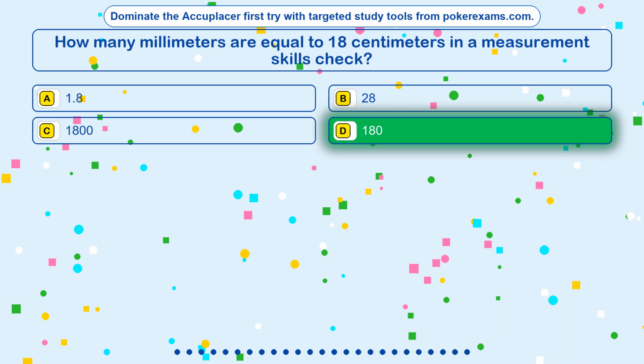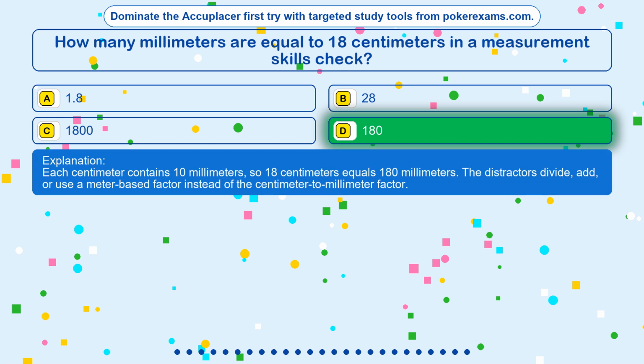The correct answer is option D, 180. Each centimeter contains 10 millimeters, so 18 centimeters equals 180 millimeters. The distractors divide, add, or use a meter-based factor instead of the centimeter to millimeter factor.